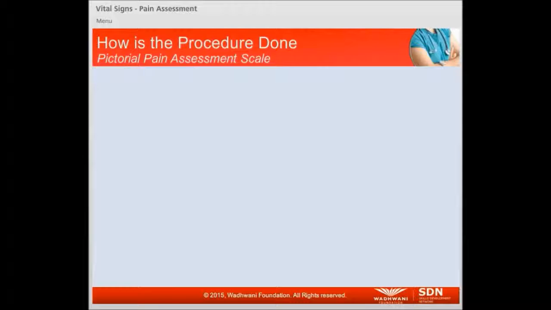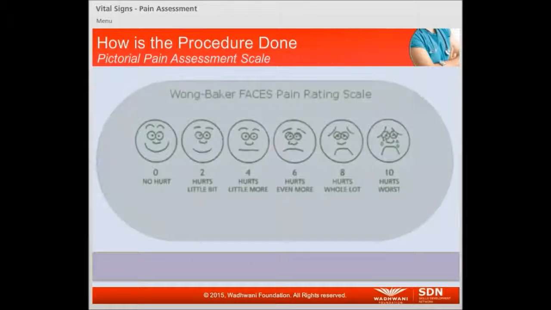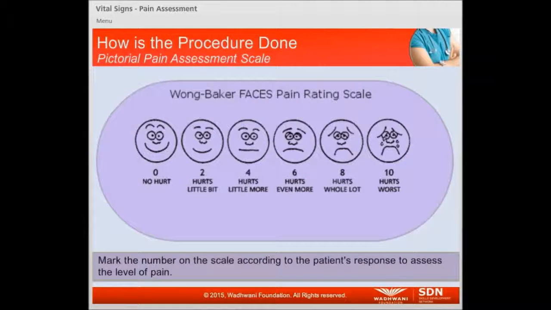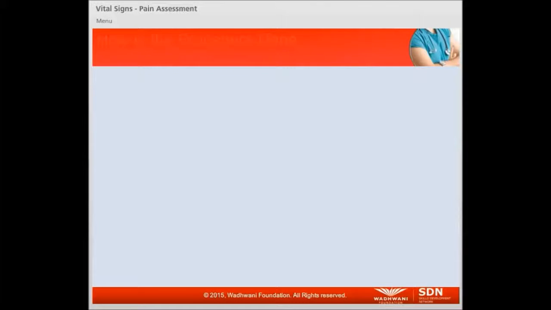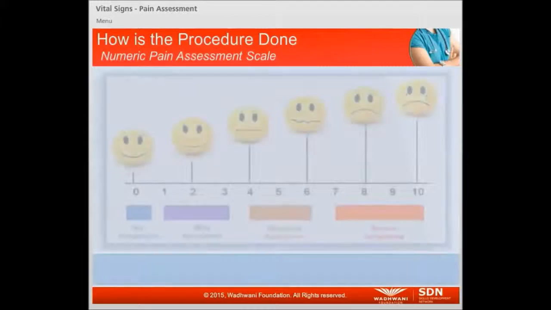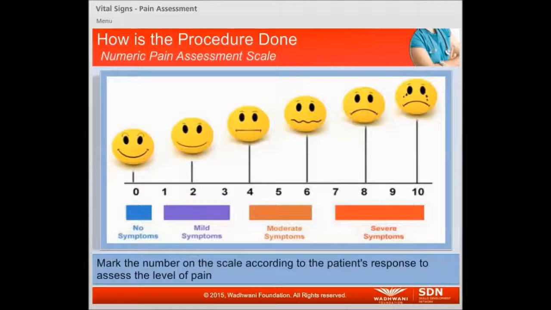Let's look at various methods of pain assessment. The first method is the pictorial pain assessment scale. Pain is assessed by marking the number on the scale according to the patient's response to assess the level of pain. Numeric pain assessment scale: pain is assessed by marking the number on the scale according to the patient's response to assess the level of pain.